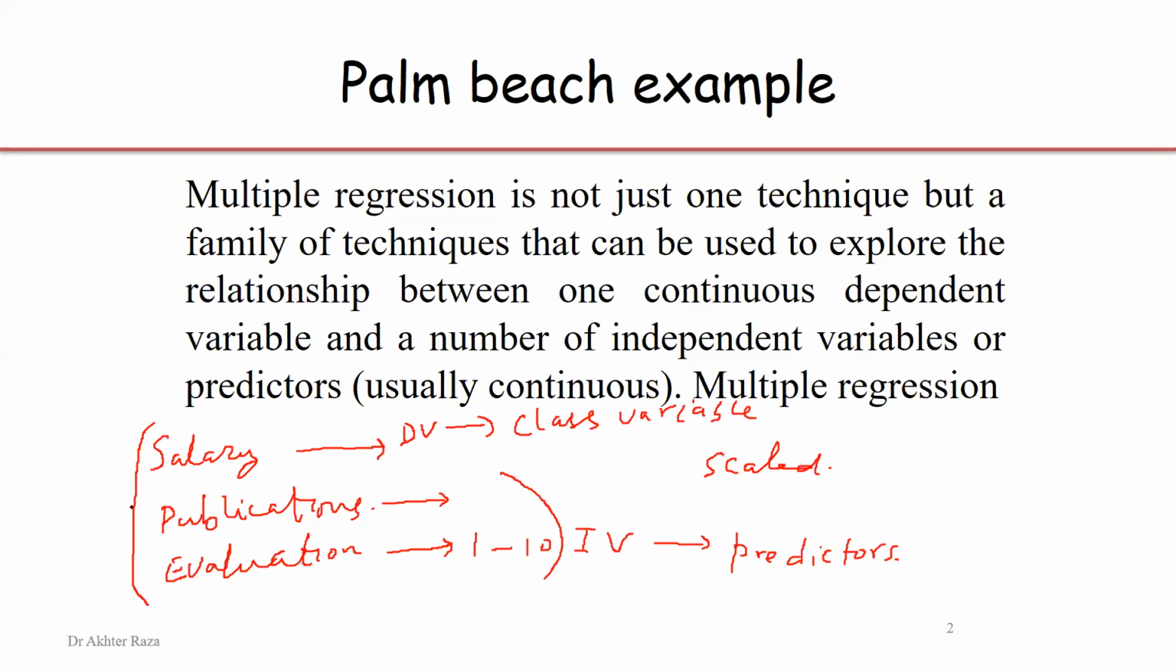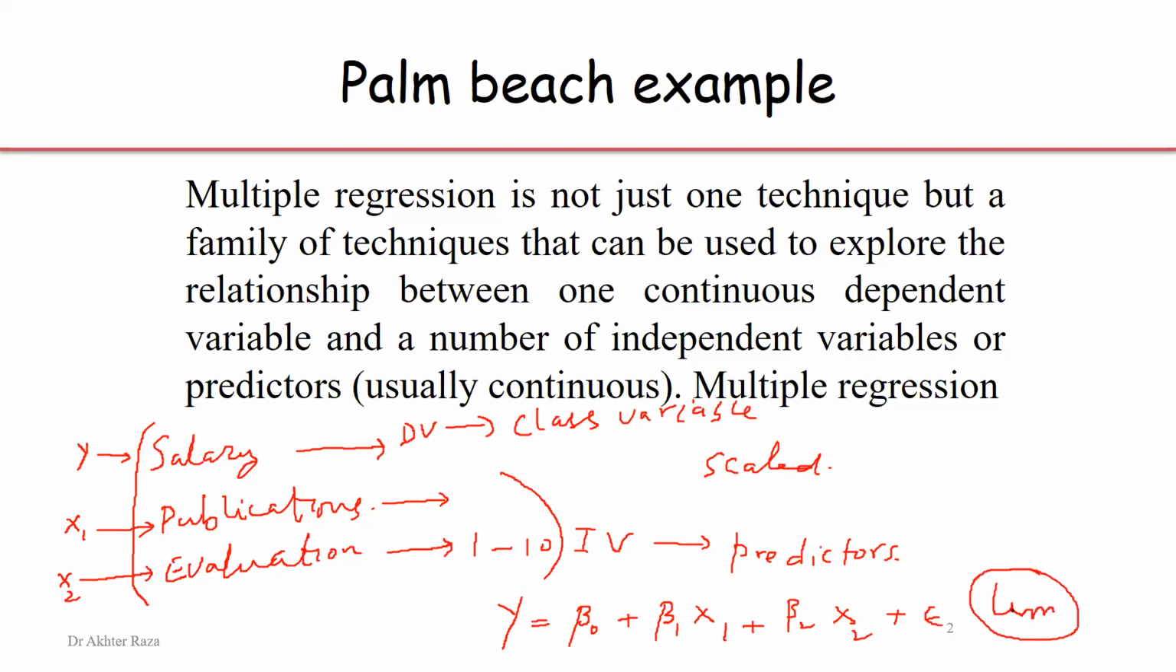So what is the objective of the model? The objective of the model is to predict the salary with the help of these two predictors. Suppose I am naming this variable as y, and this is my x1. This is my second predictor x2. So the model will be y equals beta naught plus beta 1 x1 plus beta 2 x2 plus error. This model is called the linear model, LM. LM stands for the linear model for two predictors, right?